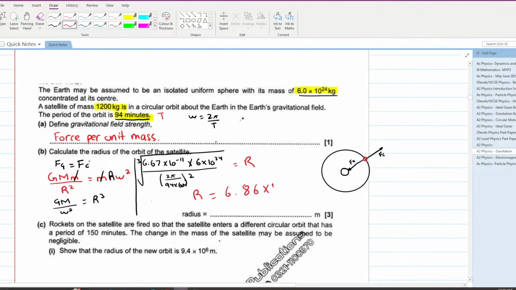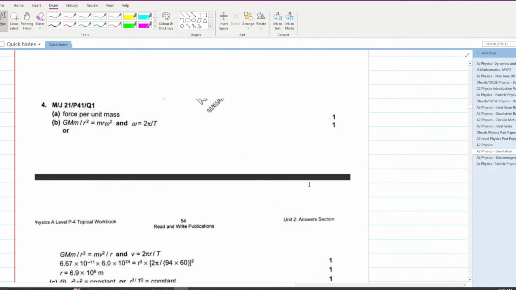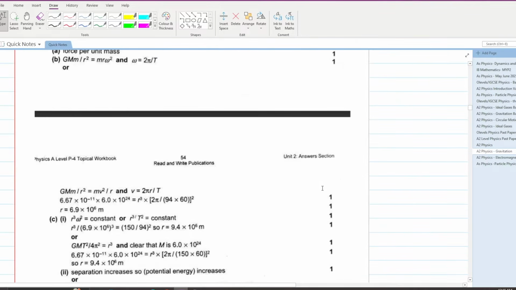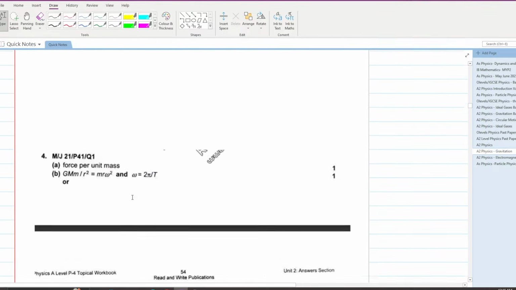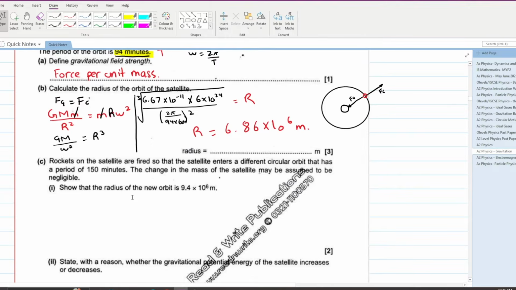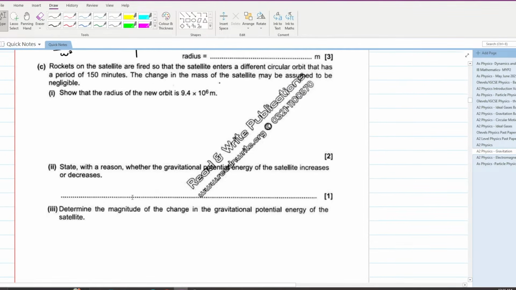6.86 into 10 raised to the power 6 meters. This is your radius answer. Let's check in the marking scheme as well so that I have some calm. Yes, correct. Now I am calm. Chalo, let's see option C.